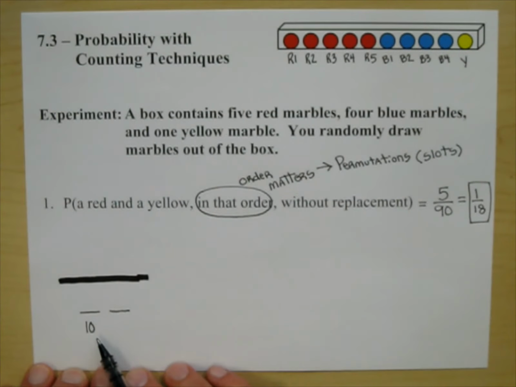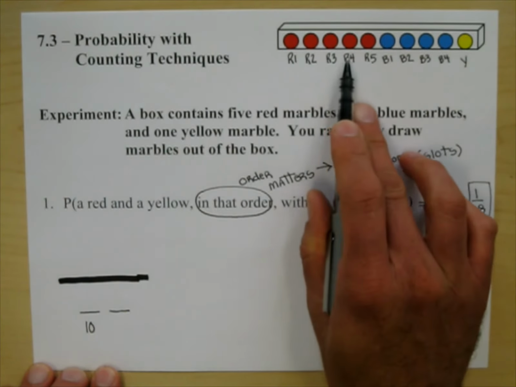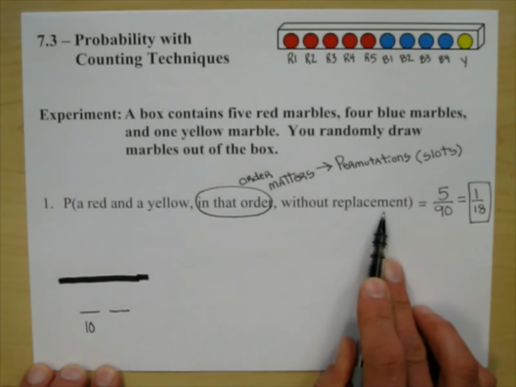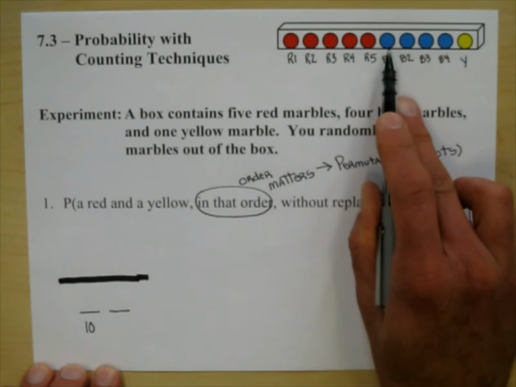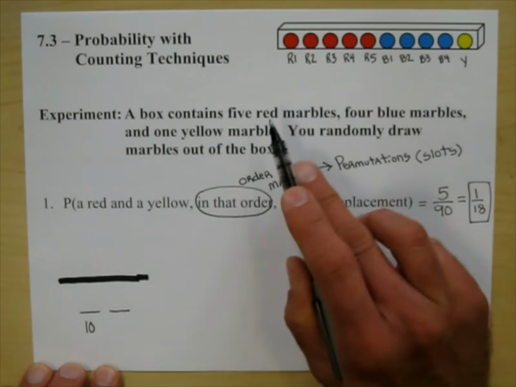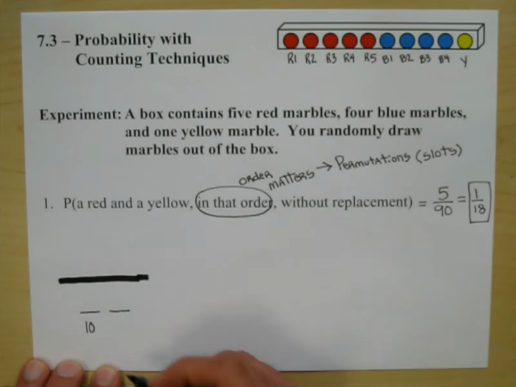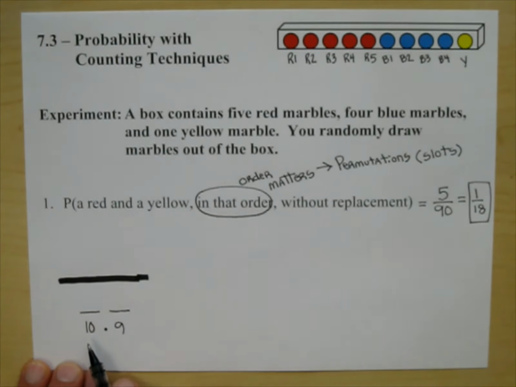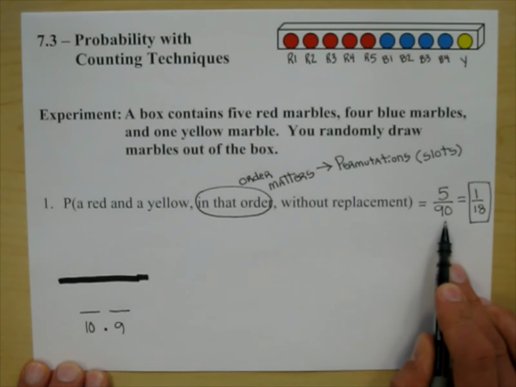So we're just pulling 2 marbles out. There's 10 choices for the first marble. Now look what it says. It says without replacement. So, like if I pull out blue 1, I'm not putting it back in. So then I would only have 9 choices for that slot, which gives me 10 times 9, 90, which is how many marbles we have in the box.